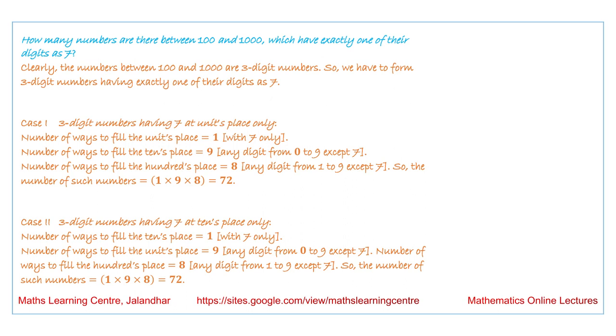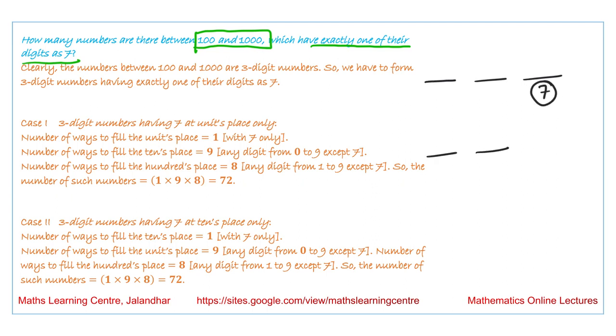Next is how many numbers are between 100 and 1000 which have exactly one of their digits as 7. So we are talking about 3 cases over here. We have exactly one place to be 7. So suppose 7 is at the units place. Second case, 7 is at the tens place, and last we are saying 7 is at the hundreds place.